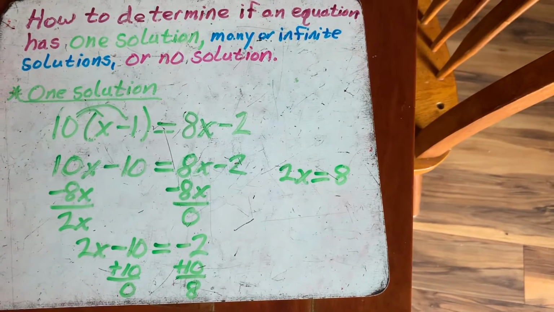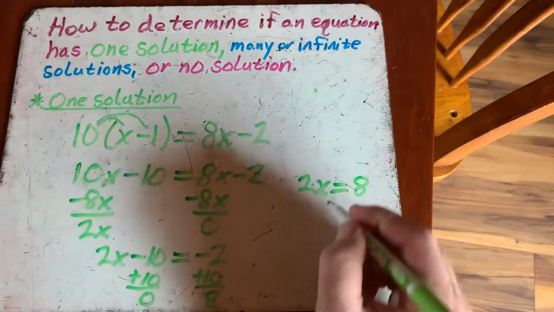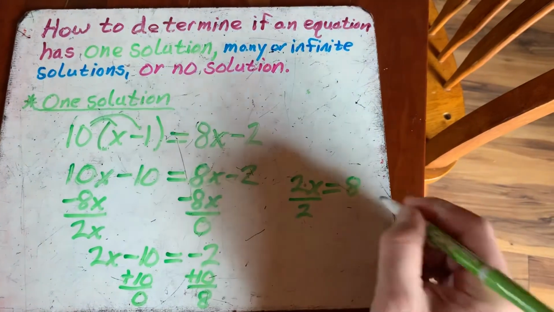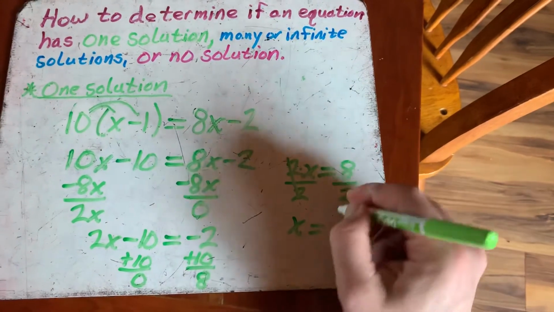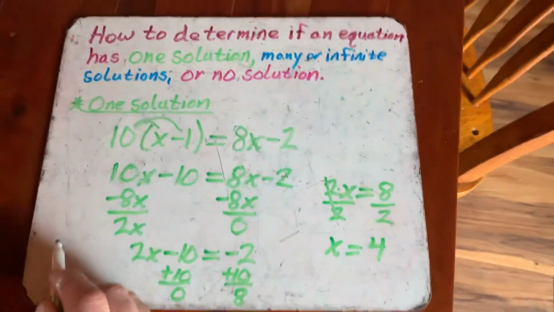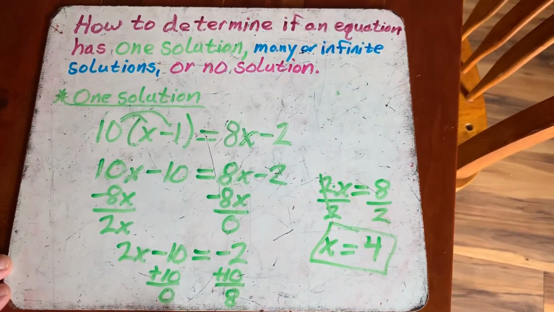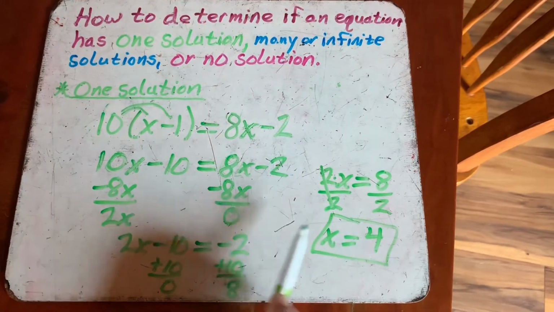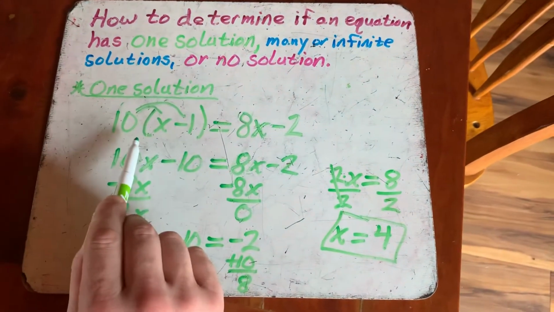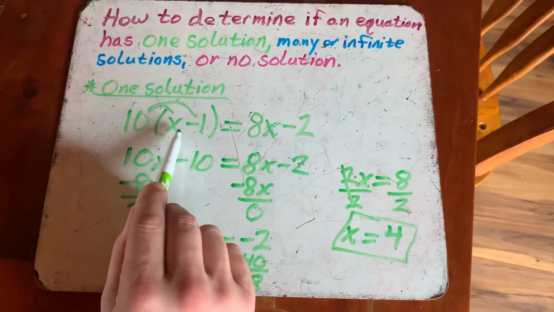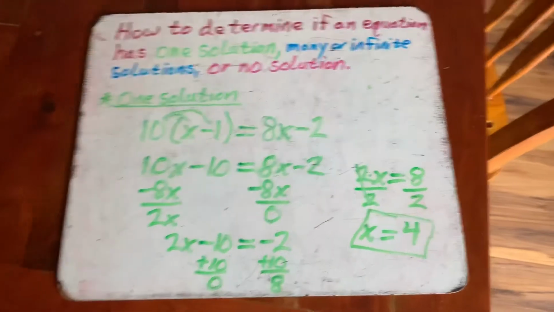Last step, isolate the variable. Get the variable by itself. This is 2 times x, so to get rid of the 2 times, we divide by 2 on both sides. The 2's cancel out. x equals 8 divided by 2, which is 4. So this is one solution. The solution is 4. It only has one answer. 4 is the only number that, if I went back to the very beginning and put it in for x, would make this whole equation true. Meaning that if I put 4 in for x, I would get the same number on both sides of the equal sign.